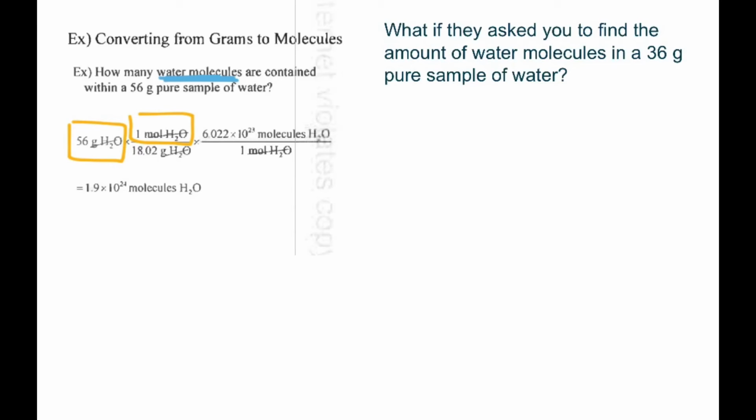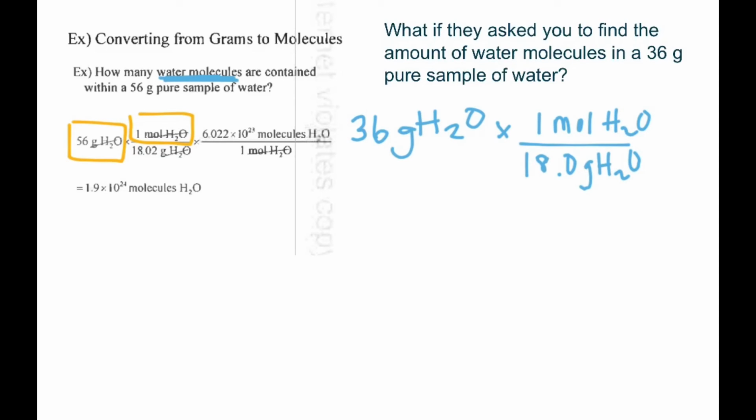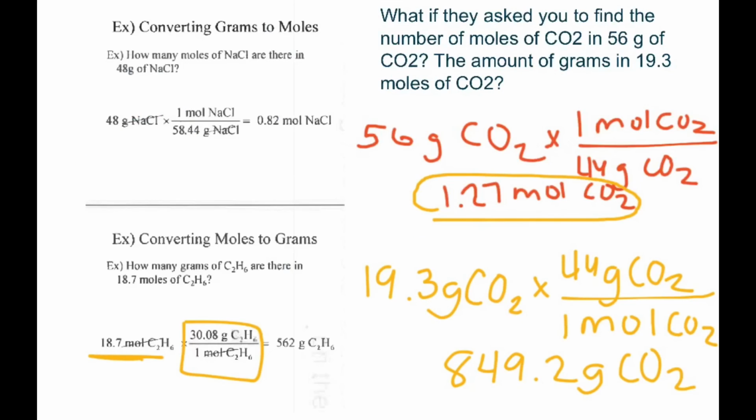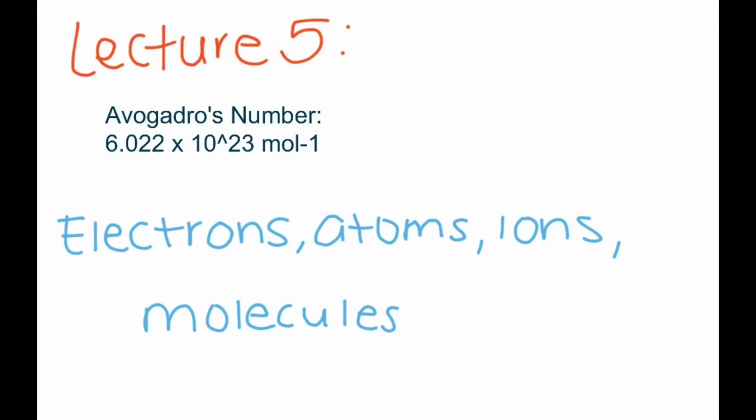So in the example, they're asking you to find 36 grams of a pure sample of water. So you put the amount given, which is 36 grams of H2O, and find the moles in H2O, which like we saw before is multiplying by 1 mole over the molar mass. This allows you to find the moles of H2O, which in this case would be 2 moles. From here, you have to find the amount of molecules in H2O. If you look back at the first slide, you will remember that molecules also refers to Avogadro's number.